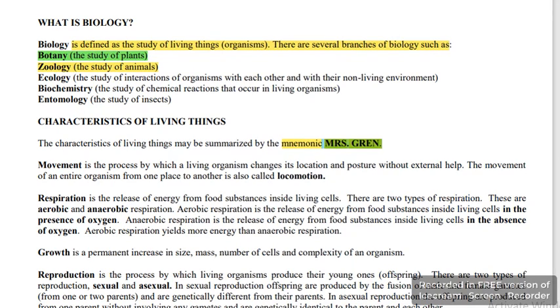Thereafter, we now go to what is known as characteristics of living things. We go to characteristics of living organisms. Characteristics of living things are summarized as Mr. Glyphic or Mrs. Gren. This one we are seeing here. Mrs. Gren, that is the summary for the characteristics of living things. So the M we are seeing there stands for movement.